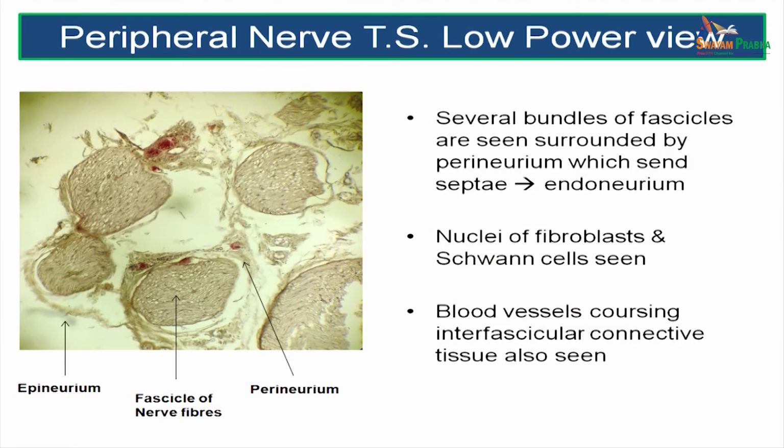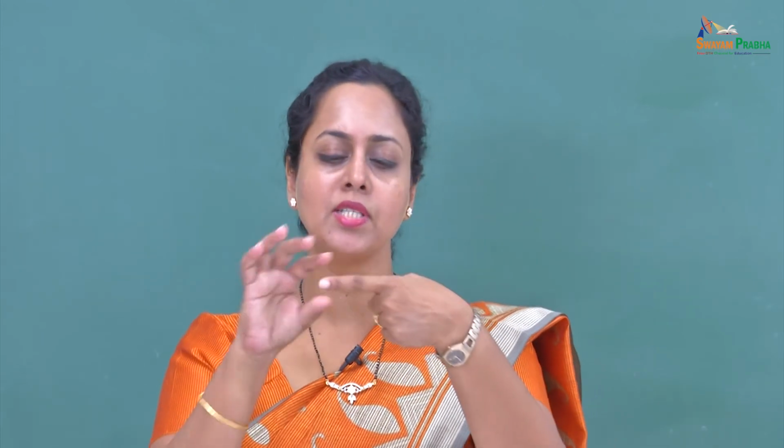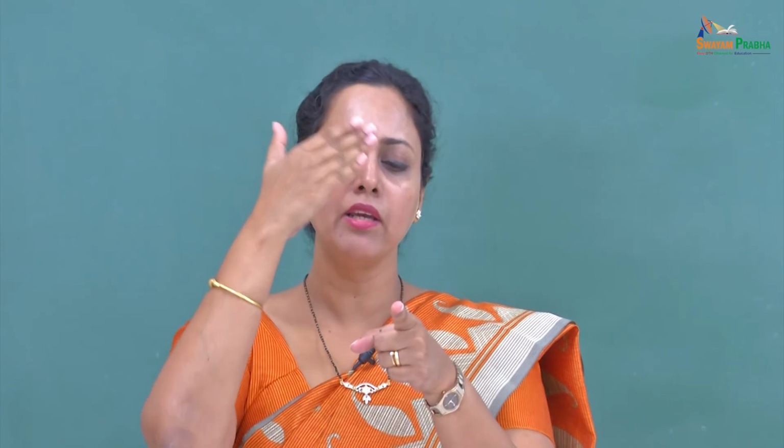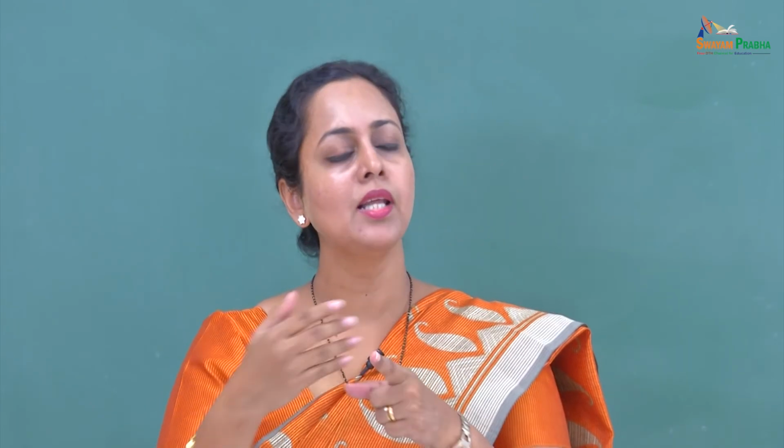What we just saw was a longitudinal section passing through a peripheral nerve. The other way of studying a peripheral nerve is taking a transverse section. What do you mean by a longitudinal section? If you take a nerve, cutting it along its length is a longitudinal section. If we cut it across its length, it's a transverse section. Let's look at the transverse section of a peripheral nerve.